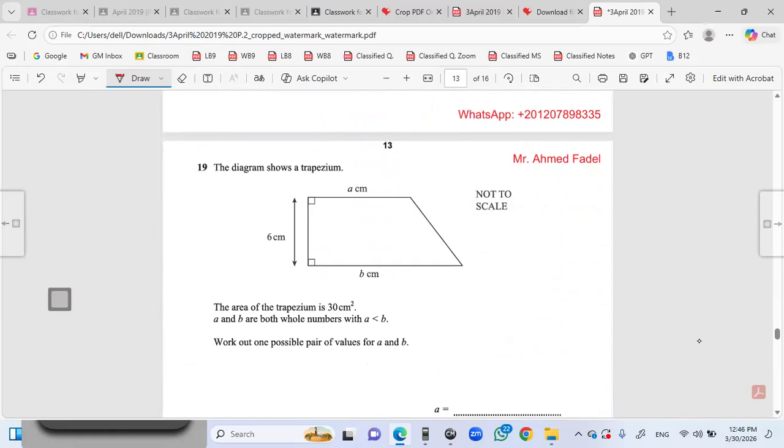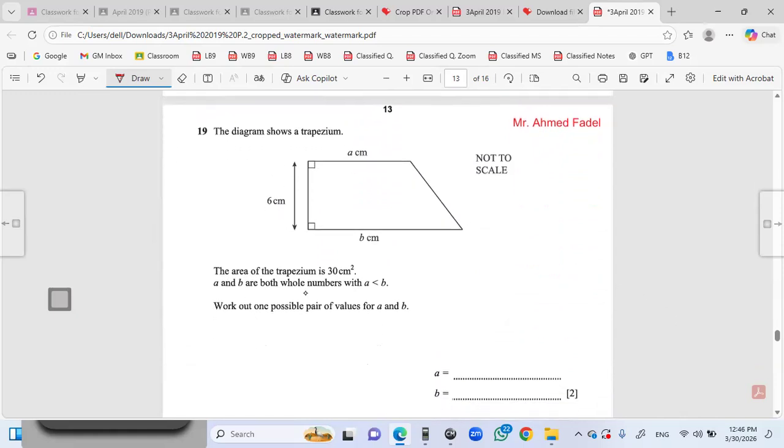The diagram shows a trapezium. The area of the trapezium is 30 centimeters squared. A and B are both whole numbers. A is less than B. Work out one possible pair. This means that there is more than one possible pair of values for A and B.